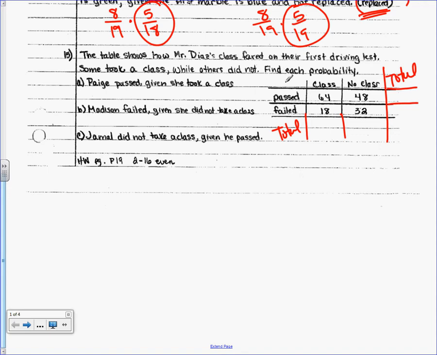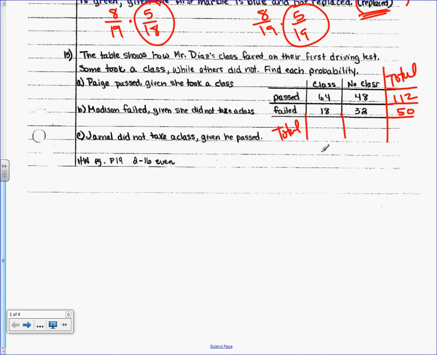Okay. So I want to see how many kids passed, whether they took the class or not, excuse me. And I want to see failed, whether they took the class or not. So we're going to do a total going horizontally. What's my total for passed? How many kids passed? 112. You're adding 64 and 48. Okay? What about failed? 18 and 32 is 50.